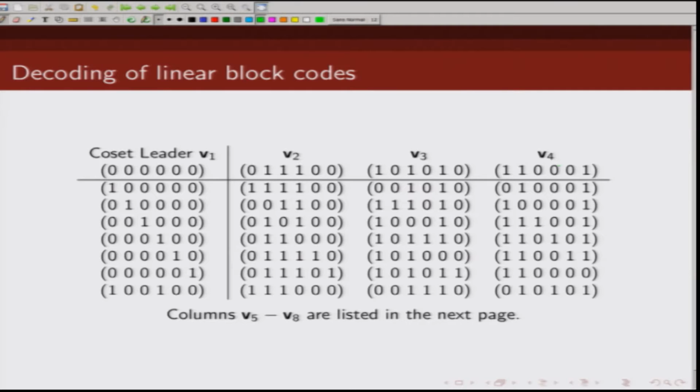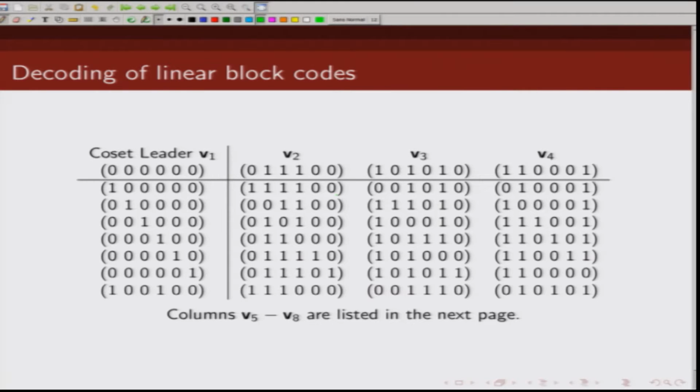Now, how do I find this element? I am going to add this to this. If I add it, what do I get? 1 plus 0 is 1, 0 plus 1 is 1, 0 plus 1 is 1, 0 plus 1 is 1, 0 plus 0 is 0, 0 plus 0 is 0. So, this is what I get. How do I get this entry?